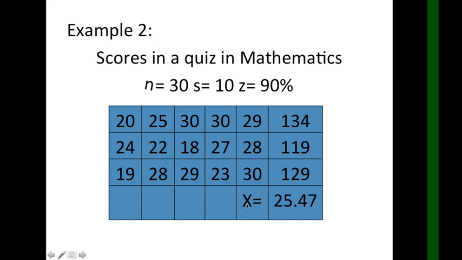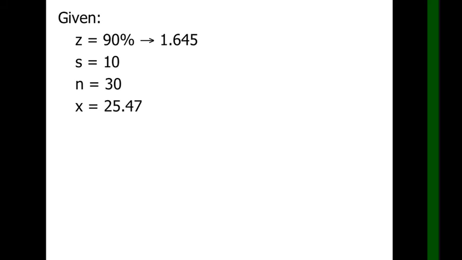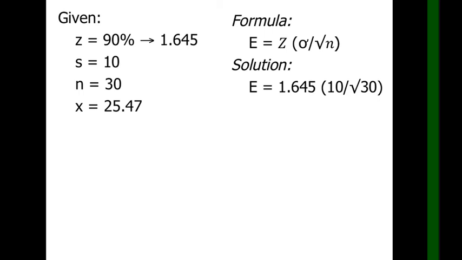So, I think we can now solve for the interval. So, we have z equals 1.645, S 10, and 30, and 25.47 for the mean. Now, we can write the formula. So, E equals z quantity sigma over square root of n. For the solution, we have 1.645 quantity 10 divided by square root of 30. On your cell phone, 10 divided by square root of 30, click equals. Alright, then multiply to 1.645, then click equals. And your answer will be 3.0033.